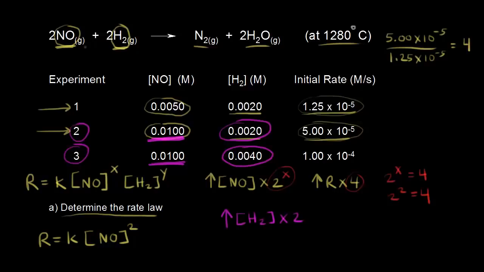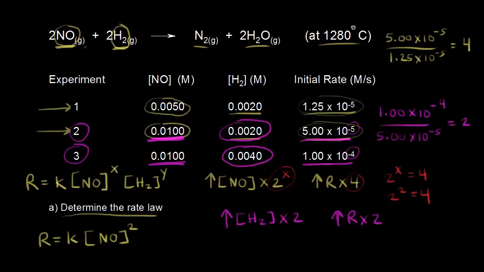And what happened to the rate of reaction? We went from 5 times 10 to the negative 5 to 1 times 10 to the negative 4. So we've doubled the rate. The rate has increased by a factor of 2. And sometimes the exponents bother students. How is this doubling the rate? Well, once again, if you can't do that in your head, you could take out your calculator and take 1 times 10 to the negative 4 and divide that by 5 times 10 to the negative 5, and you'll see that's twice that. So the rate goes up by a factor of 2.